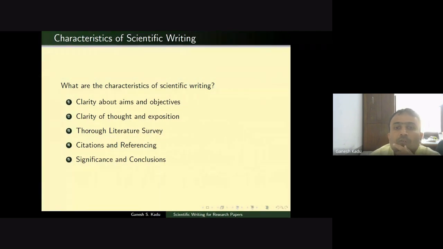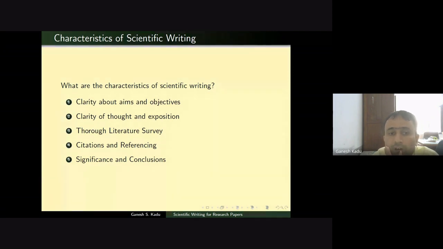So what are some of the basic characteristics of scientific writing? One very basic thing about scientific writing is its clarity. You have a paragraph, and if you're trying to convey something, and it is not clear to your audience what you're saying, then it doesn't serve its purpose. So clarity about aims and objectives is one thing. Clarity of thought and expression, thought and exposition.